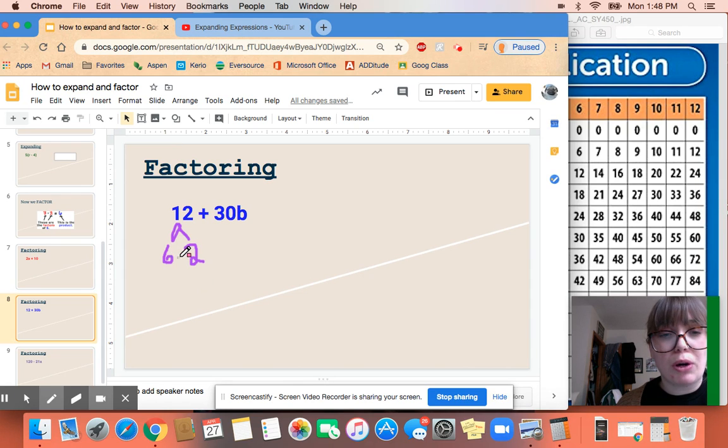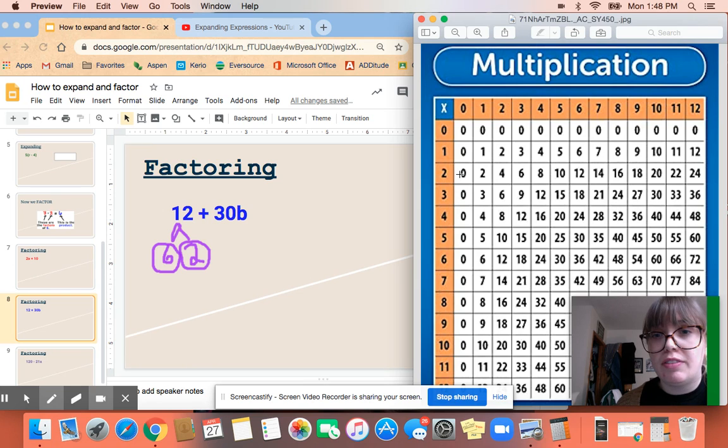Can I break these apart anymore? I remember 2 I can't. It's just 2 and 1, so I'm going to leave 2. 2's done. 2 is a factor. So is 6. But look, I know I can break 6 down. If I go here, we go. 3 times 2 makes 6.